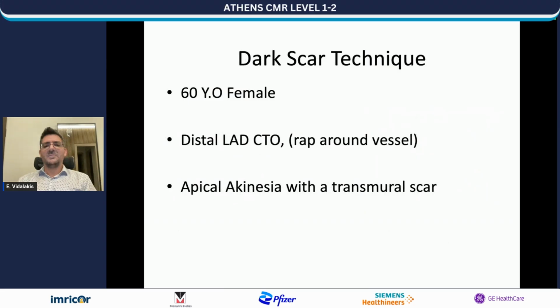Let's move now to another case. Here we have a 60 year old female with a distal LAD total occlusion and apical akinesia with a transmural scar. I use this example in order to show you that we can take late gadolinium enhancement images with low TI, and we can demonstrate very nicely the scar extent.